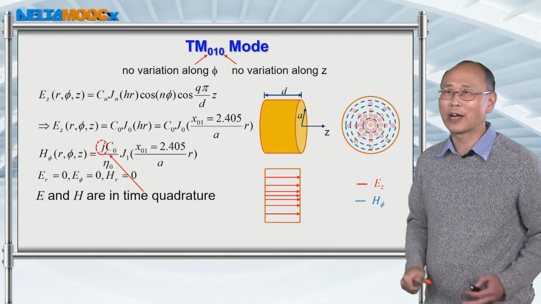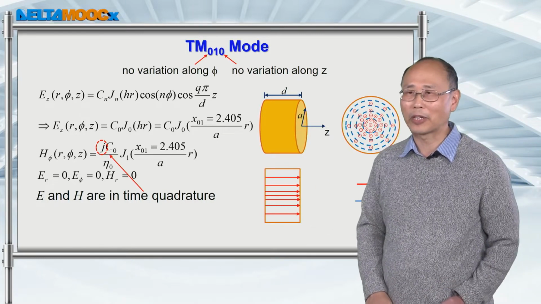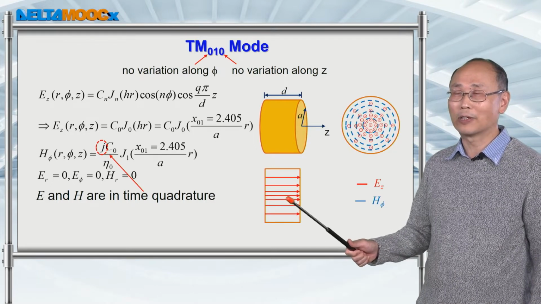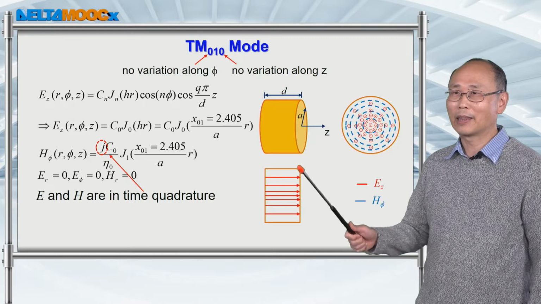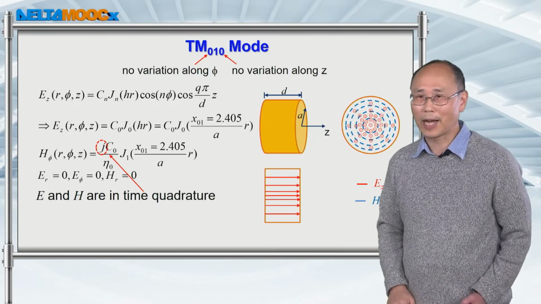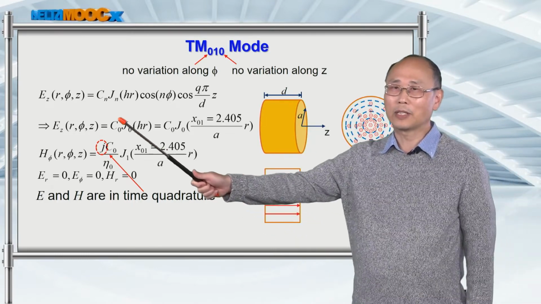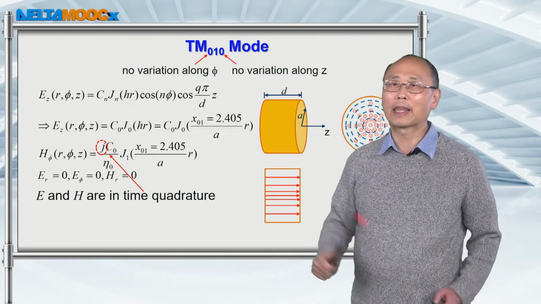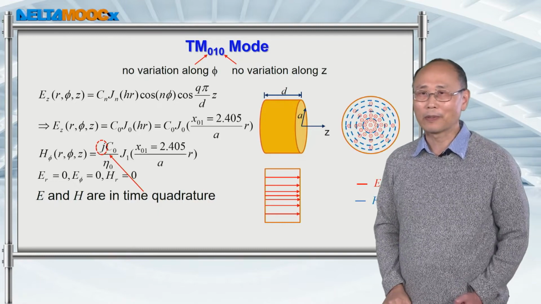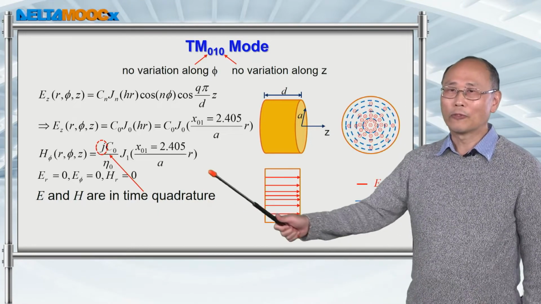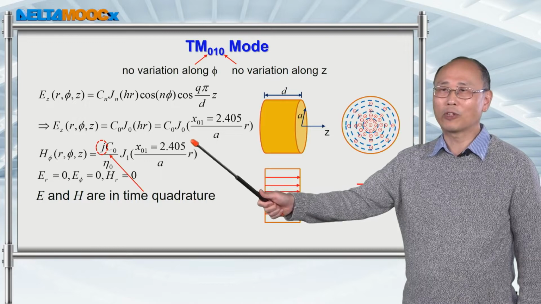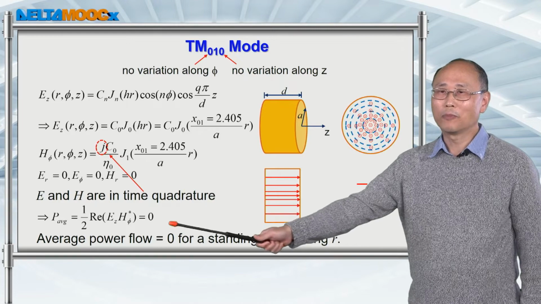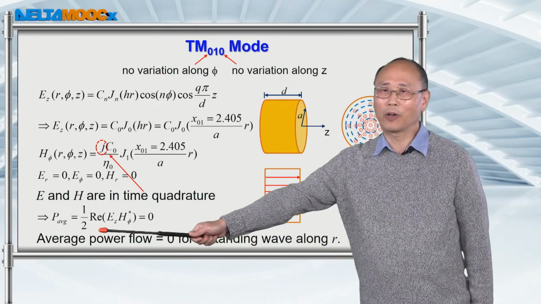So if you want to design a cavity for an application requiring a strong electric field along Z direction, then this is going to be the mode you want to excite. But it's interesting to see that the phase between the Z component electric field and magnetic field is different by 90 degrees. So if you calculate the Poynting vector, the average power flow along all direction, you multiply these two together and take real product of it.